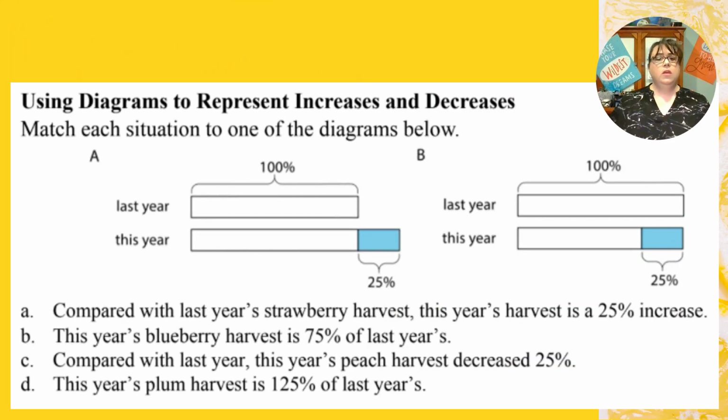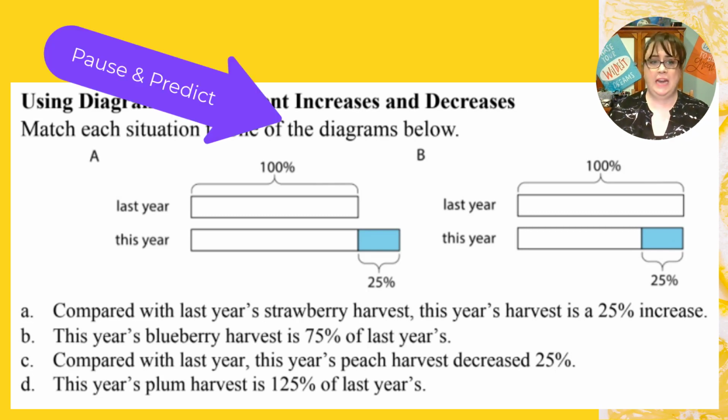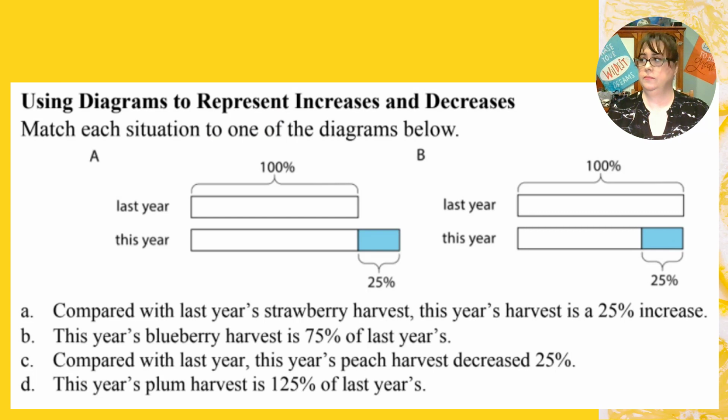Now we can look at some tape diagrams to represent increases and decreases. Let's match each situation to one of the diagrams below. What I'd like you to do is pause it and make your first predictions, and then we'll talk about it together. Now that you've paused it, let's go ahead and talk about it together.